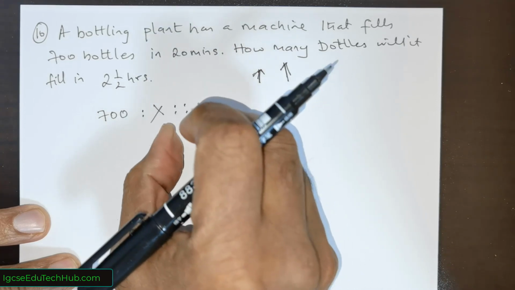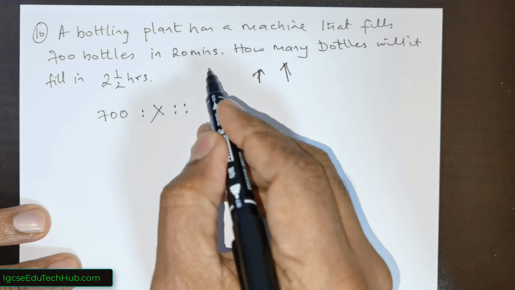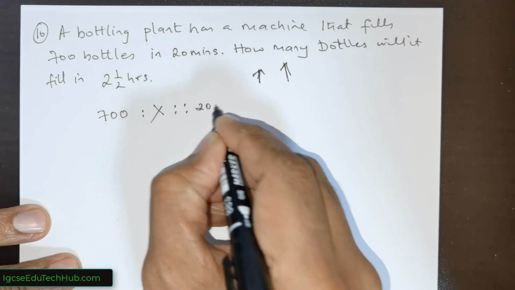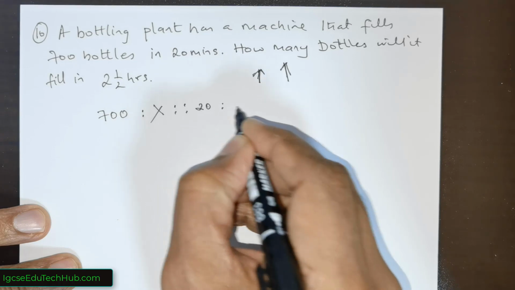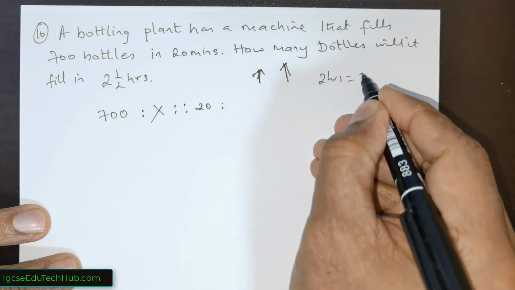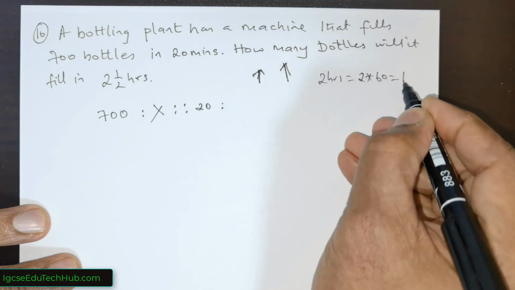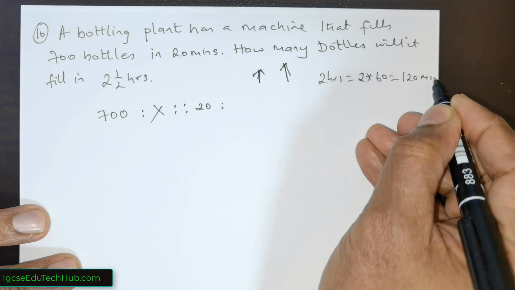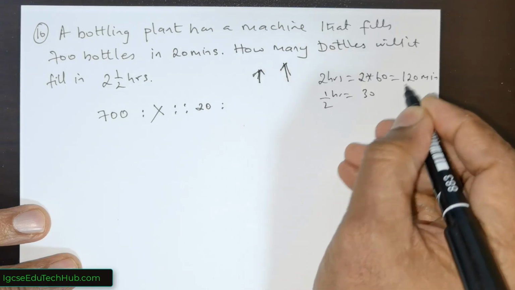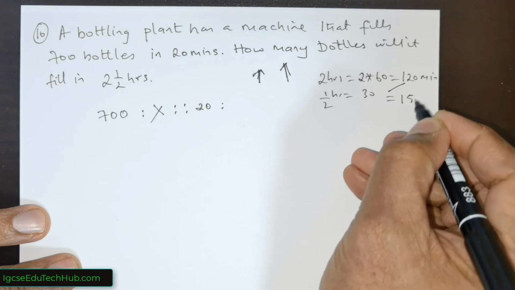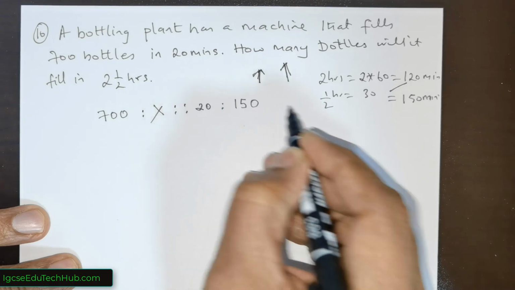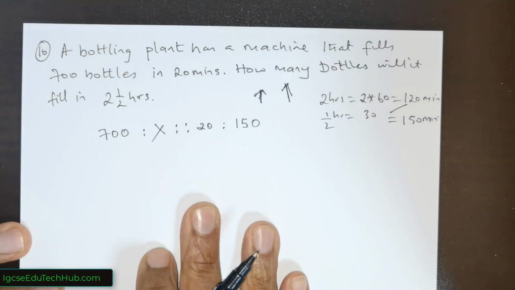So this is actually connected to the time: 700 bottles requires 20 minutes, and that is connected to 2 and 1 over 2. Now 2 hours is equal to 2 times 60, that's 120 minutes, and you already have a half an hour, that's nothing but 30 minutes. So this added with this will give us 150 minutes. So the machine is working for 150 minutes, and we need to find that value of x.